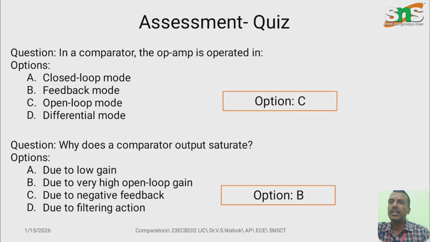Coming to the next question, why does a comparator output saturate? Due to the very high open loop gain, as already discussed, it provides the high gain at the output. Because of this high gain, the comparator output will be saturated, that is, it moves between the positive peak and negative peak values.